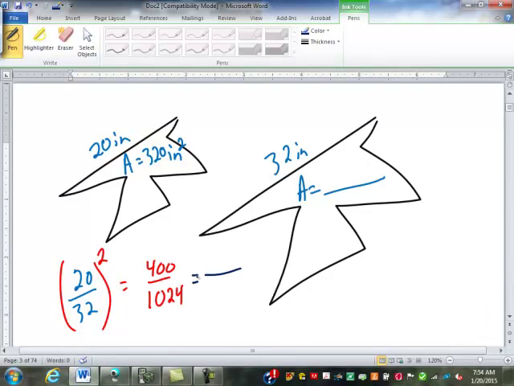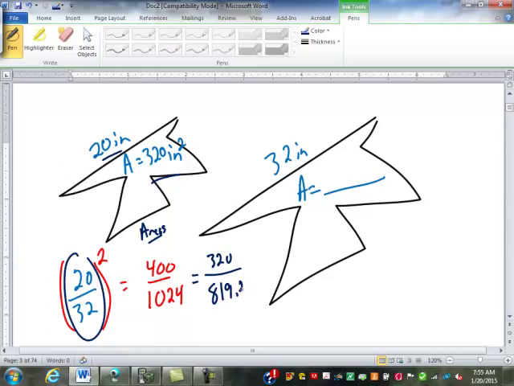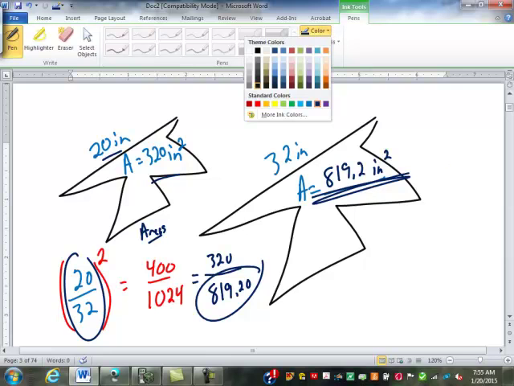So then over here, this was the ratio of lengths. This is now the ratio of areas after we square it. So we've got the 320. Where's that going to go? Top or bottom? On top. That's from the smaller figure, the smaller number. So now we cross multiply: 1,024 times 320 divided by 400 is 819.20. So the area of this is 819.2 inches squared. What do you think? Better than a sharp stick in the eye?